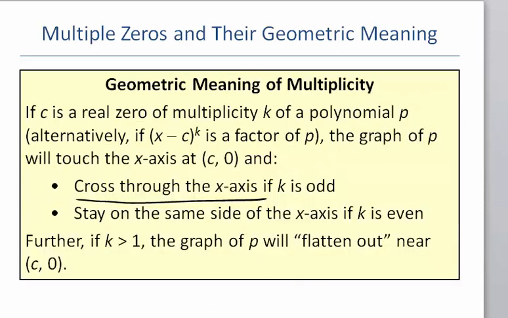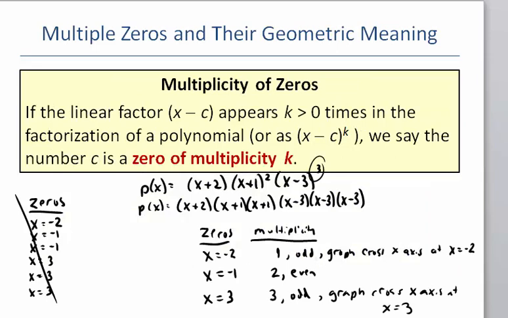And so what happens if it's even? If it's even, it stays on the same side, which means it basically comes up and touches the x-axis, but it doesn't go across. So in our problem, we would expect the graph to touch the x-axis at -1, but not cross.